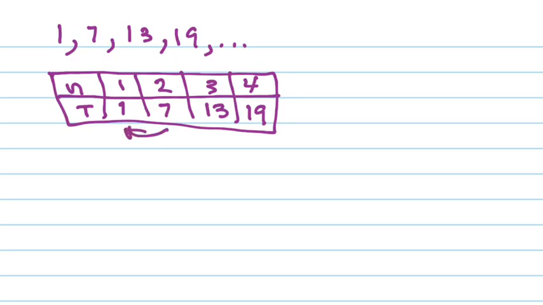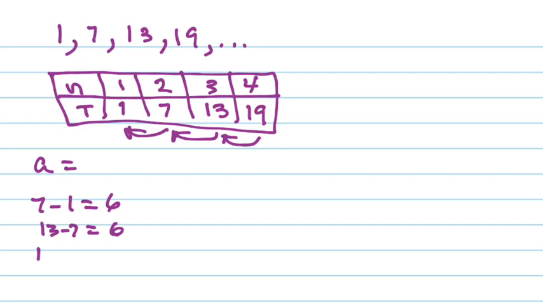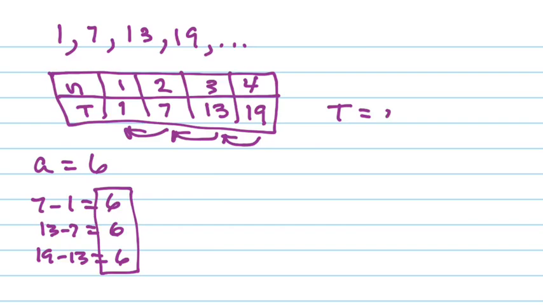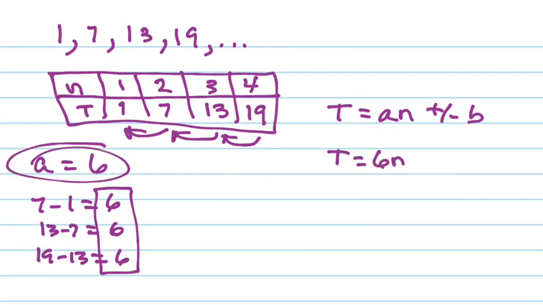So let's get our common difference, A. So it's 7 minus 1, which is 6. 13 minus 7, which is 6. 19 minus 13, which is 6. So we're getting a common difference here, so we know it's a linear pattern, and our common difference is 6. So again, our formula is T equals A times N plus or minus B. T equals, we know our A, which is our common difference, so T equals 6 times N.